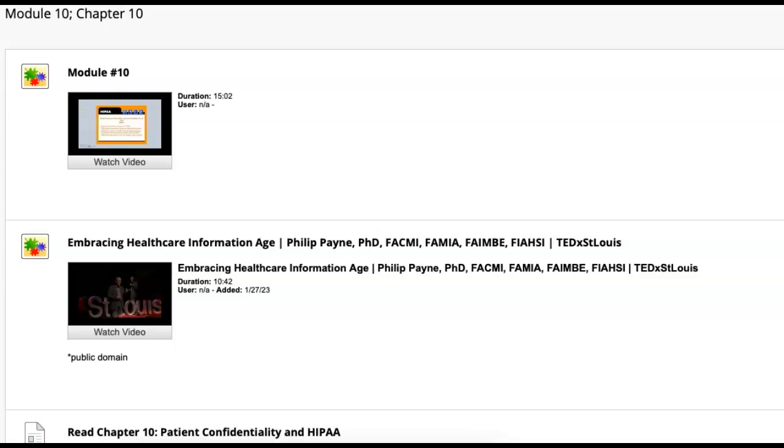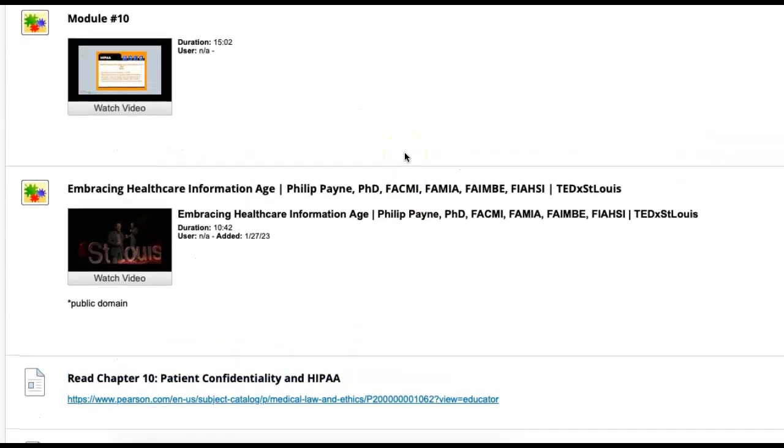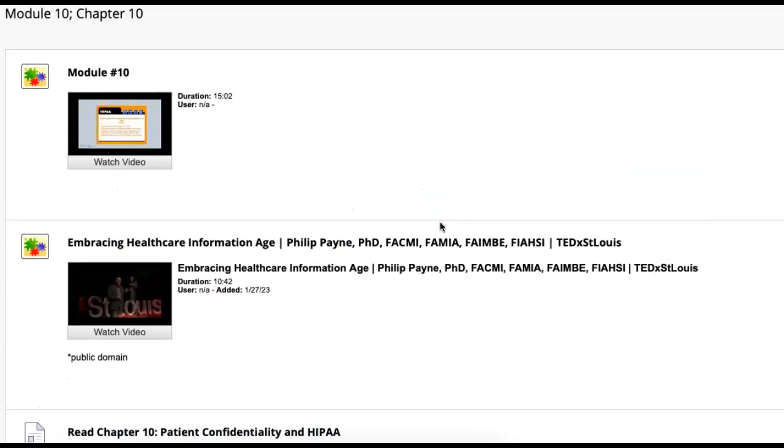Module 10. Welcome to Module 10, Chapter 10. You of course have the Module 10 lecture that you need to read. We're going to be talking about patient confidentiality and HIPAA, so be sure to read Chapter 10. I like to read it prior to watching the lecture. It'll be easier to follow, of course.